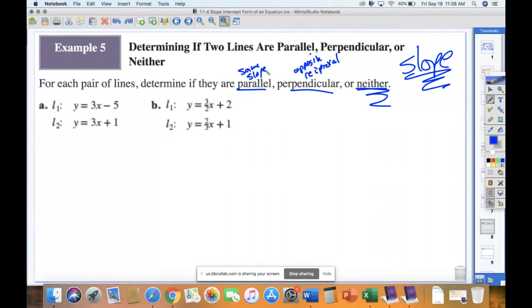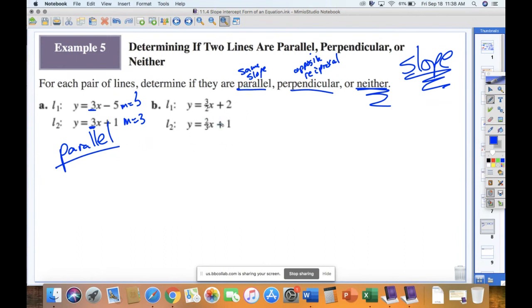Don't let all of this, L1 is y equals 3x minus 5 and L2 is y equals 3x plus 1, look like a foreign language to you. Say, I have a line that has a slope of 3 because it's in y equals mx plus b form. I have another line that's in y equals mx plus b form and it has a slope of 3. Slope of 3, slope of 3, these two lines are parallel. Just through inspection, this has a slope of 3, this has a slope of 3, they're the same, that means they're parallel. And that's the definition for parallel.